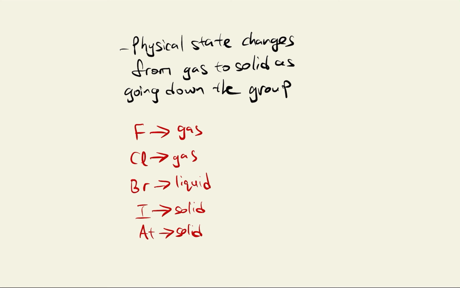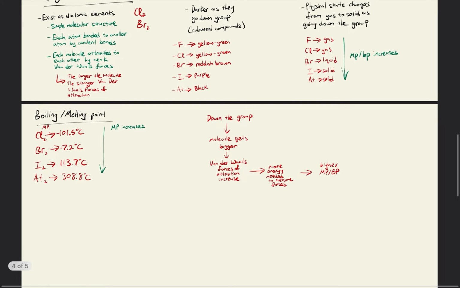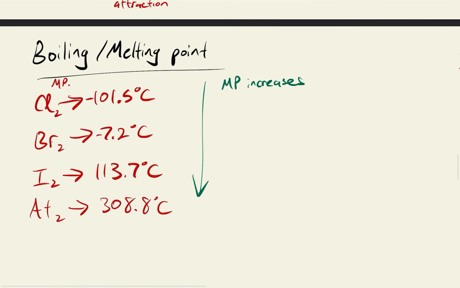And another physical property of halogens is that their physical state changes from gas to solid as we go down the group. Fluorine is a gas. Chlorine is a gas. Bromine is a very volatile liquid. Iodine is a solid. Astatine is a solid. Now, from this we can infer that as we go down the group, because of their state at room temperature, their melting point or boiling point increases as well. And that's what we're going to be taking a look at. So now we're going to take a look at their melting and boiling points.